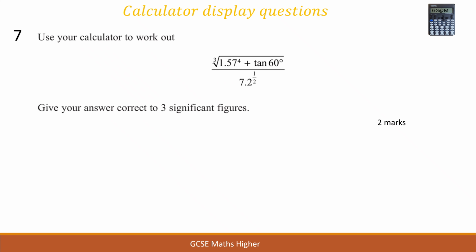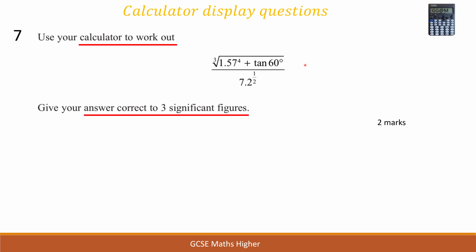This is the second question on calculator display questions and the last one of this topic. Again, you've got to use your calculator. It tells you in the question you're using your calculator to give the answer to 3 significant figures. That means 3 digits. So work this out on your calculator. Again, it is worth 2 marks. Press pause and then press play when you're ready to start.